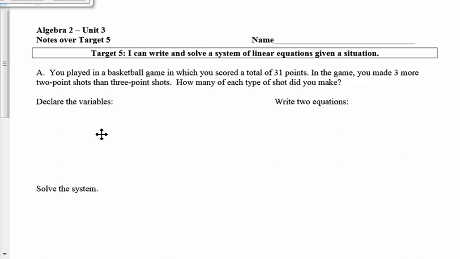I'm going to state that my x is my 2-point shots, and you could state either one. You could say that's x, that's y, whatever you want to call it. I'm going to say this is my x, so my 2-point shots. And then I'm going to say that my y is my 3-point shots. That's just your first step for these.